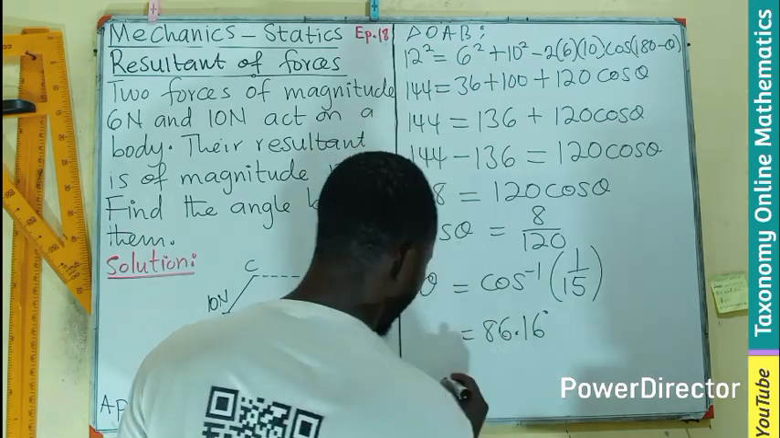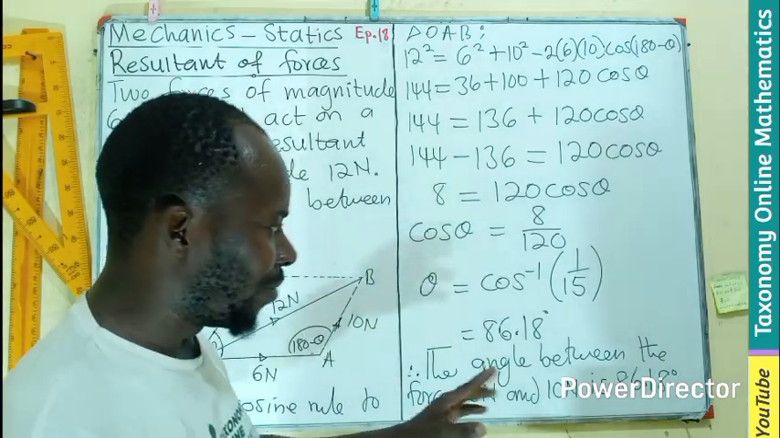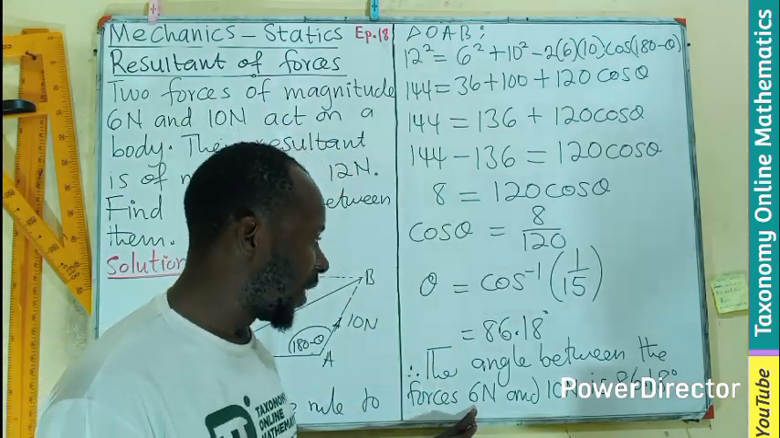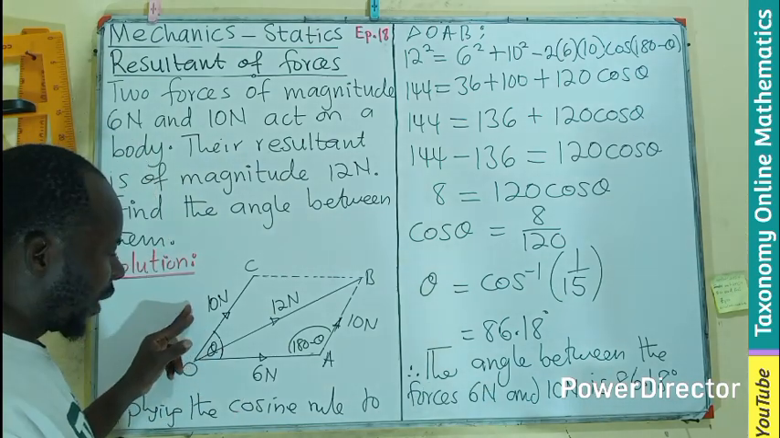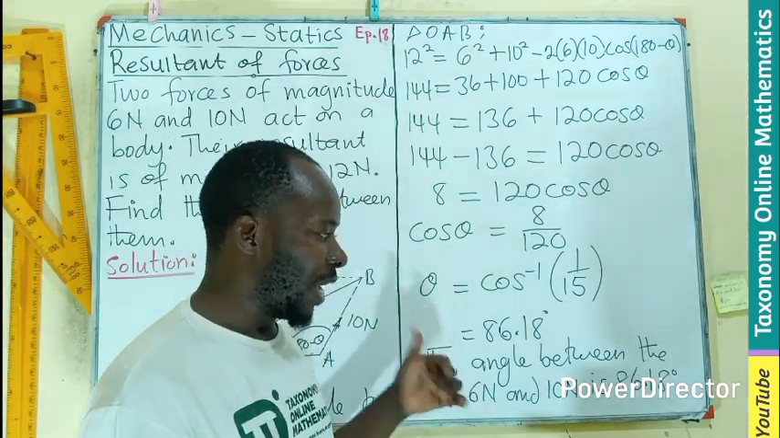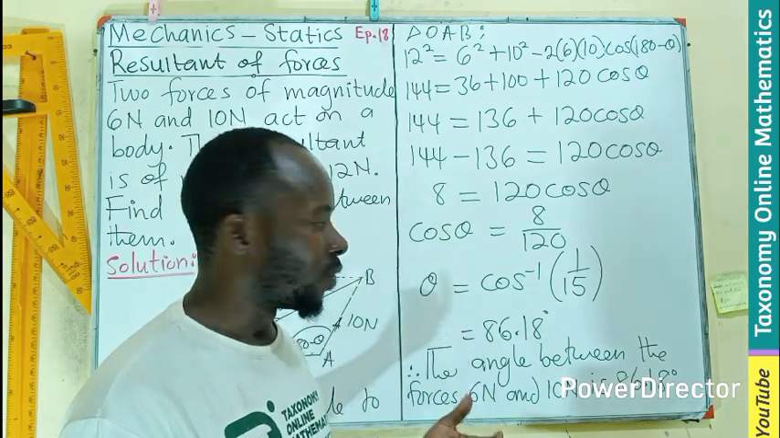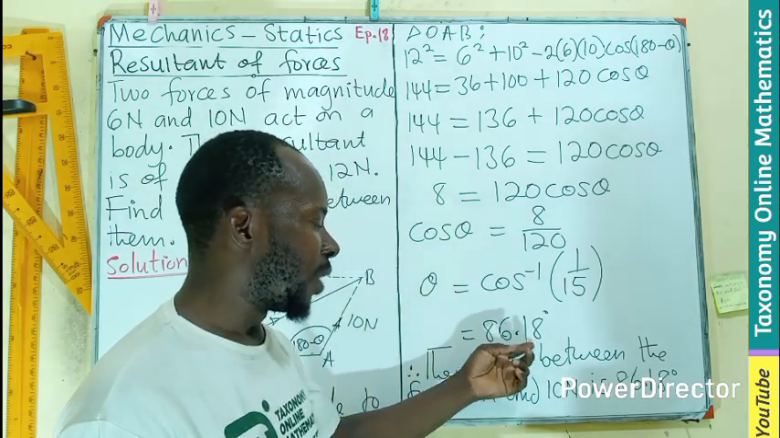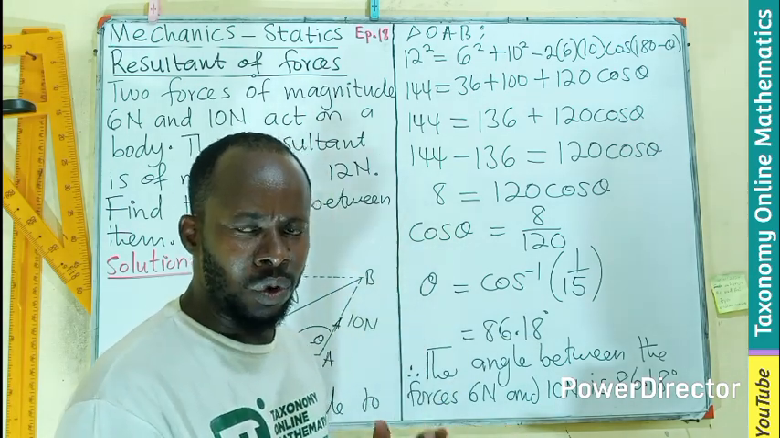86.18 degrees. So by conclusion, we can say that the angle between the force 6 Newton and the force 10 Newton is going to be 86.18, or better still, 86 degrees to the nearest whole number. All right, I guess the concept is also grasped.